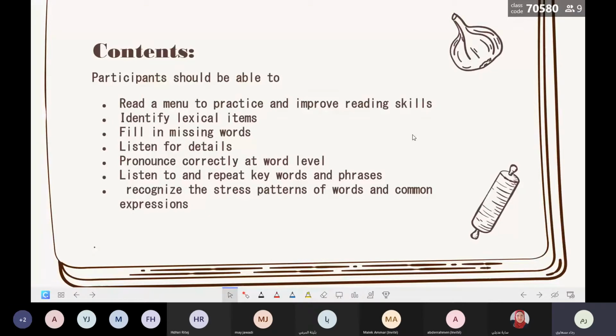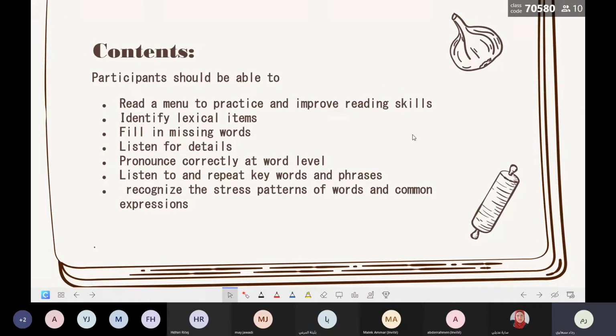In the second part, you should be able to listen for details. You will listen to a short script and try to identify the topic. What is the content? What does it talk about? Also, you should pronounce correctly at word level. As in the previous session, if you remember, we worked hard and you did well in the pronunciation. So today, similarly, we will work on our pronunciation. And of course, you should be able to listen to and repeat keywords and phrases. You should repeat them and know how to use them in paragraphs.